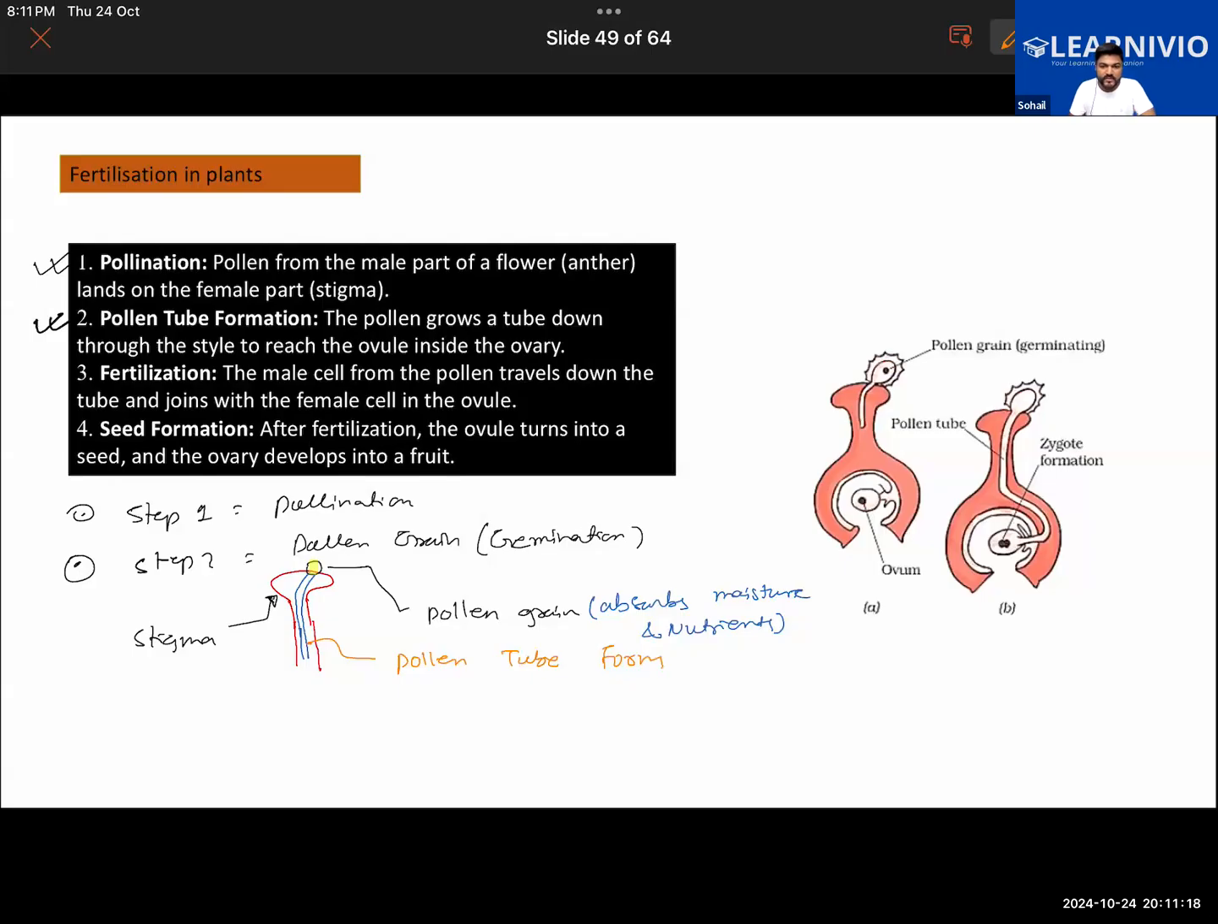As the pollen tube forms, it will go down further into the style. This is the style, as we know. The top swollen portion is the stigma. This is the style, and this is the ovary. So it will travel down through the style, going towards the ovary. You can see this in image number B. The pollen tube has traveled all the way to the ovary, and it has gone inside.